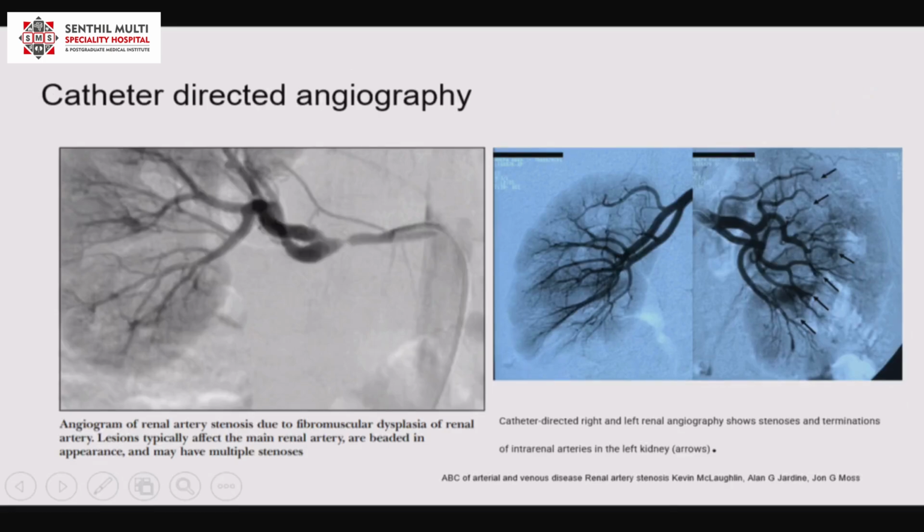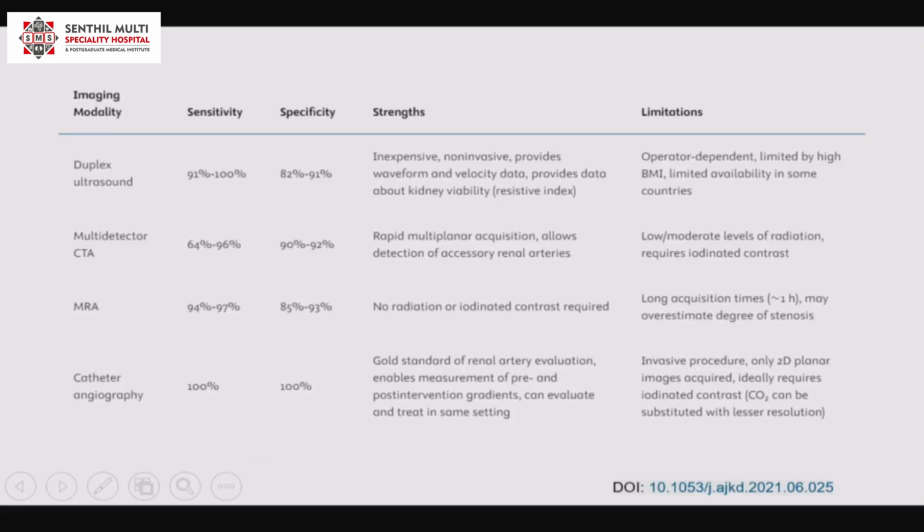The next gold standard of diagnosis is catheter-directed angiography. This shows a very well demarcated mid-segment stenosis of the kidney, and this shows terminal stenotic kidneys. These are the various sensitivities and specificities of the various tests that are available. Here we can see that duplex ultrasound is less sensitive, and here we can see that CT angiography is 100% sensitive and specific.